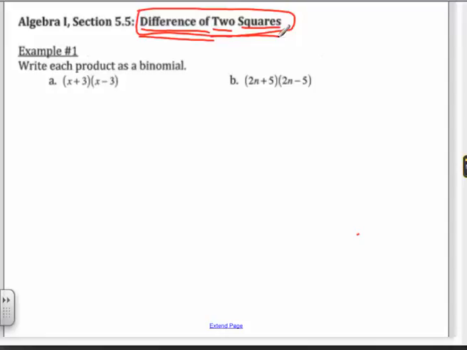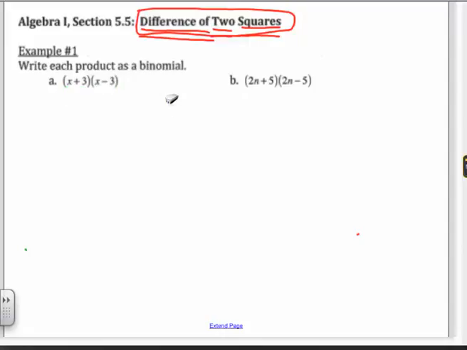But what we're going to do here, it says write each product as a binomial. What do I normally write? What do we normally get when we multiply these two things, Jordan? A trinomial. But it says write each product as a binomial. That's interesting. Let's see what happens. Notice that the front numbers for both are the same, x and x. The back numbers are exactly the same, except their signs are different. One's positive and one's negative. So let's see what happens when we multiply this out.